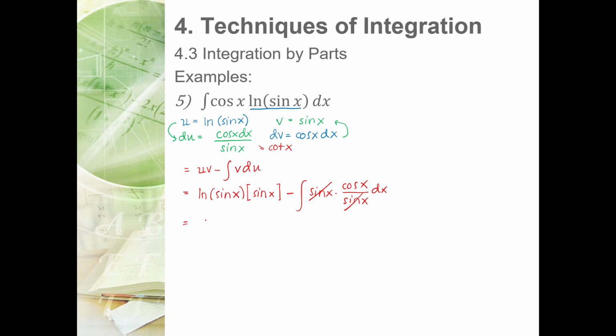Okay, so we now have sine x ln of sine x minus the integral of cosine x dx. Looking at the integral, that one is easy to integrate. So the final answer is sine x times ln sine x, minus sine x, plus c. So this is the final answer.